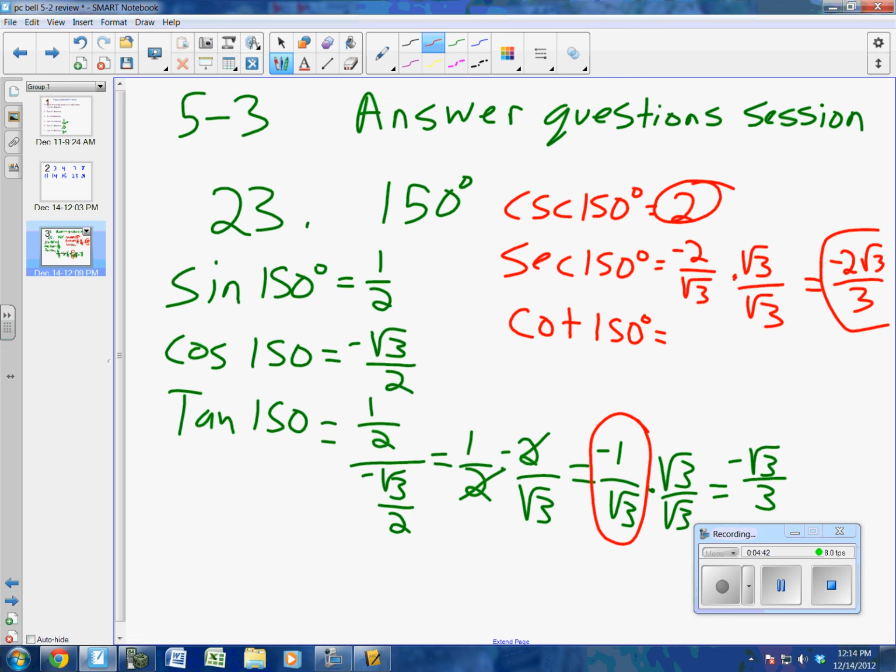All right. So we can take the reciprocal of that. What's the reciprocal of negative 1 over square root of 3? Negative square root of 3 over 1, which is just negative square root of 3. Okay? Any questions there?